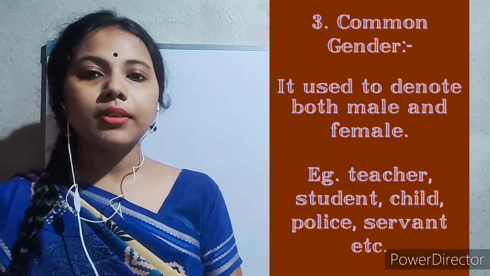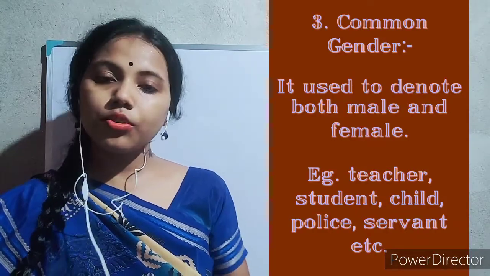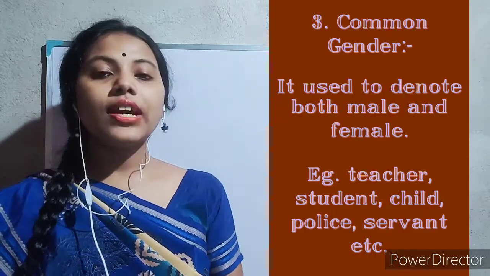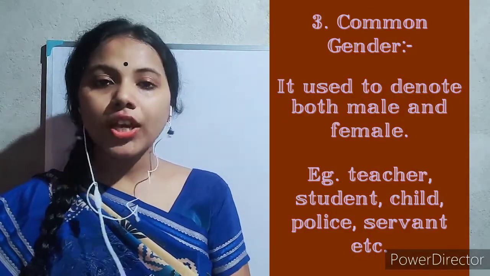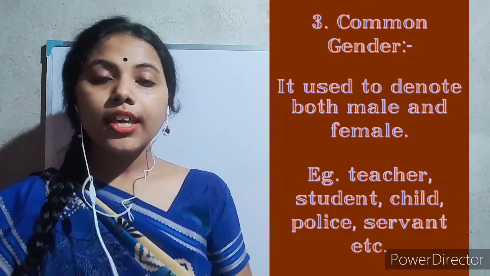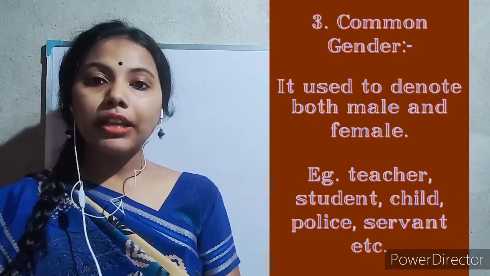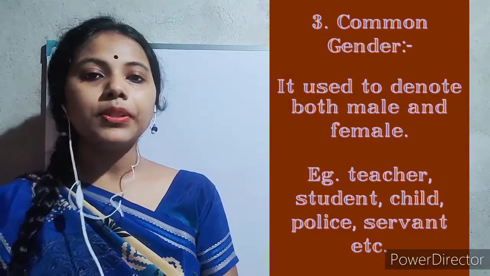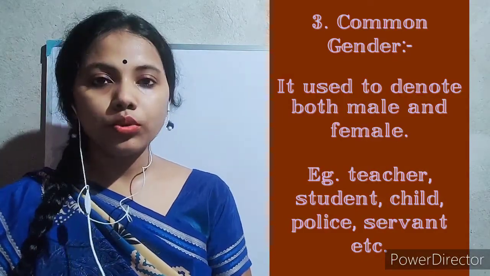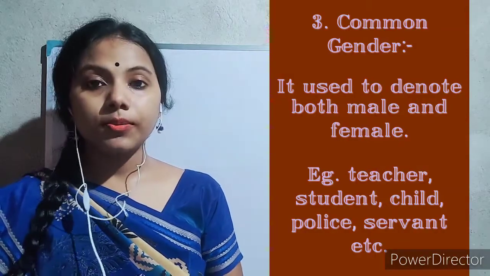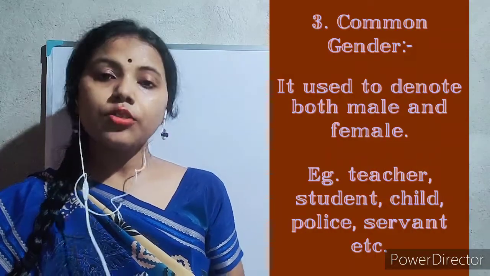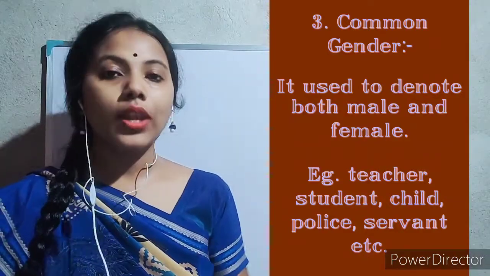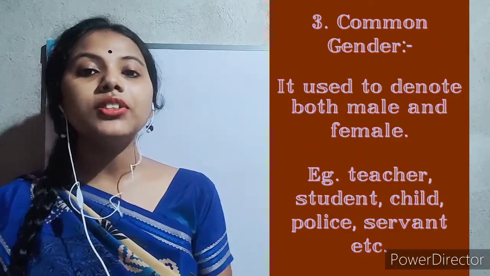There are many other examples like student. You see, when I'm telling student, it can be a boy student, it can be a girl student. If I say child, it can be a male child, it can be a female child. If I say friend, it can be a male friend, it can be a female friend. You see, there are a lot of examples which can be used for both. For example, police, servant. You see, these words are used to suggest both the male as well as female. So they are called the common gender.